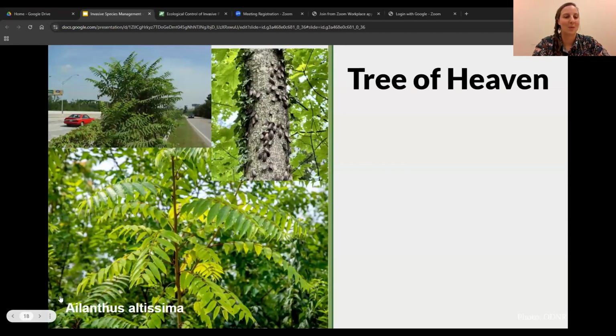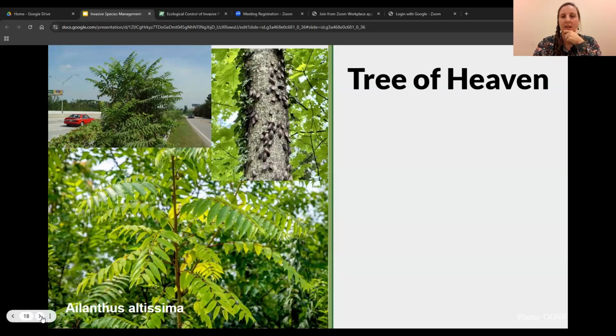Hey, tree of heaven. This is the one that Antonio was talking about. You'll see it on roadsides. You'll see it on the side of the train tracks, like he was saying. I actually have a picture of it by a roadside here. Cool looking, kind of. It looks exotic, right? Grows really fast. And it's the tree of heaven.